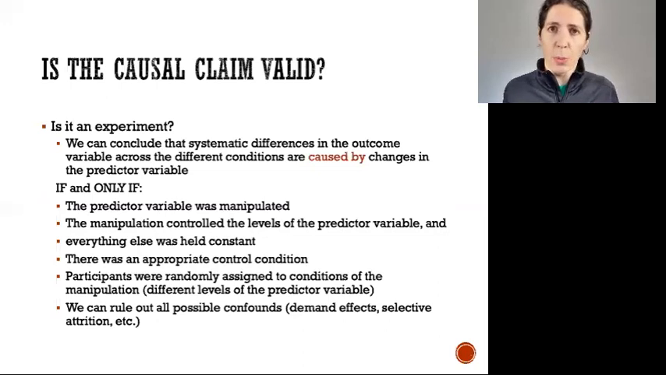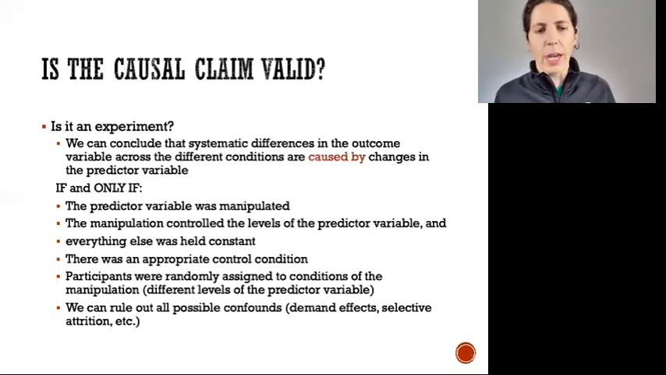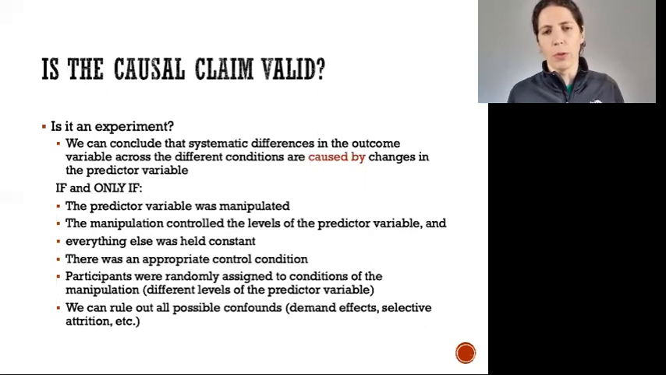We also need to make sure there was an appropriate control condition that was matched on everything that the experimental condition got, except for the manipulated variable. We want to make sure that participants were randomly assigned to conditions of the manipulation, to different levels of the predictor or independent variable. Also, that there wasn't selective attrition. If people dropped out after random assignment, that would be a problem for the validity of the causal inference. And we want to make sure that we can rule out all possible confounds. So demand characteristics, selective attrition, as I just mentioned, and so on. So other things that might have caused differences between the groups, like different people dropping out, or participants figuring out what the experiment is about, and so on. We want to make sure we can rule those out.